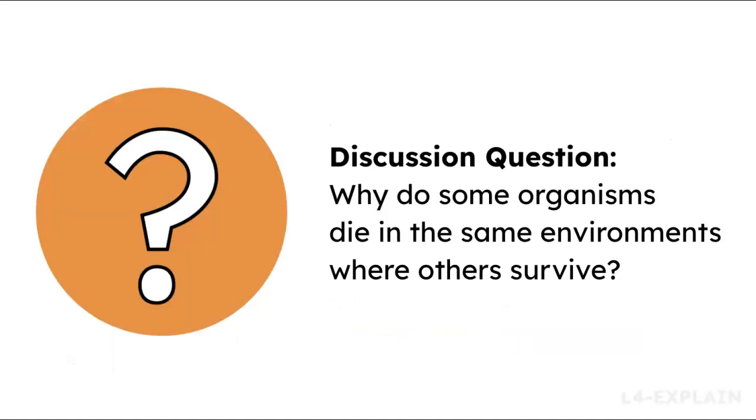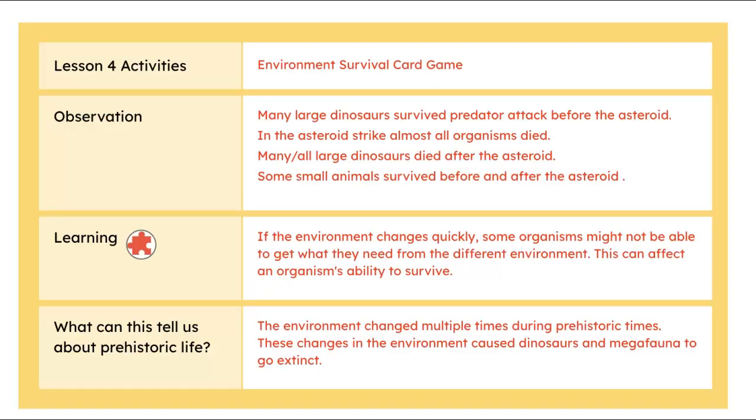For the Explain portion, you'll bring the class together and lead a discussion about students' observations from their results of the survival game. You'll use the provided questions to guide your discussion around the question, why do some organisms die in the same environments where others survive? The goal of this class discussion is to use cause and effect to explain why some organisms survive well and others less well in the same environments. You'll use the discussion to create the Lesson 4 summary chart.